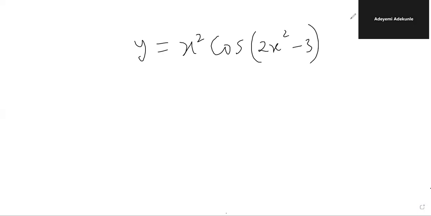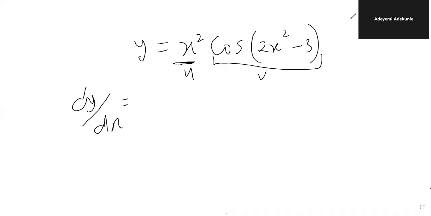Another one says if you have something like y equals x squared cos into bracket of, let's say, 2x squared minus 3. How do we solve this? This is the first one, u, right? This will be the second one, v. So our dy dx for this one, you know I told you that they can also write it as y prime, right? Instead of saying dy dx, you can write it as y prime.